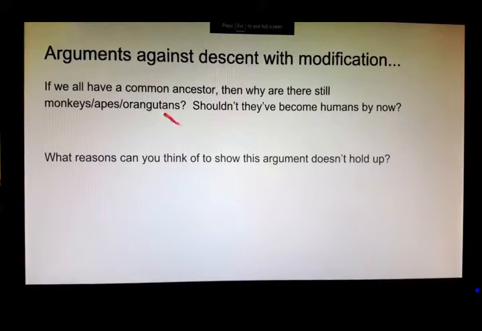Alrighty. But, like any good scientific theory, is there any way to disprove it? So one of the most common questions about this is, if we all have a common ancestor, then why are there still anything that looks similar to us? So for humans, this would be like monkeys, apes, orangutans. Why are they still monkeys or apes or orangutans and not humans by now?